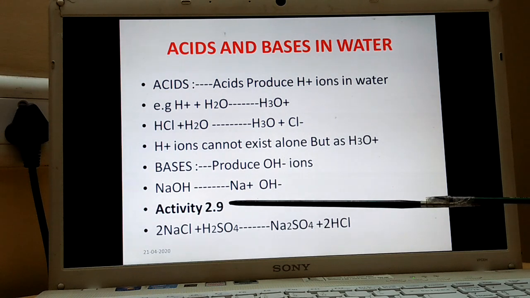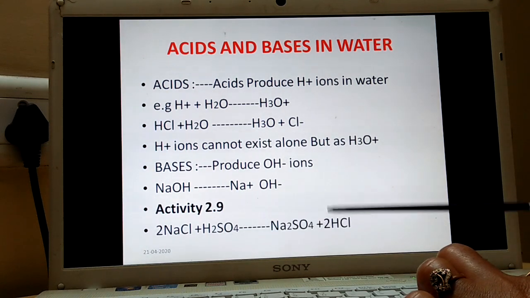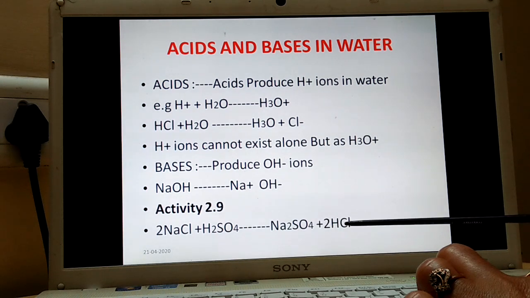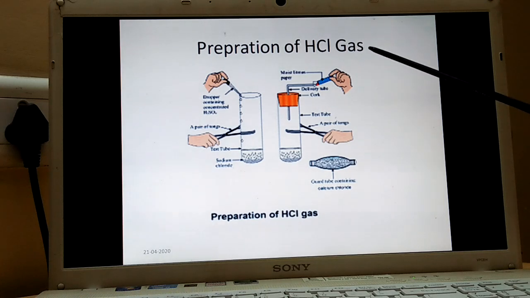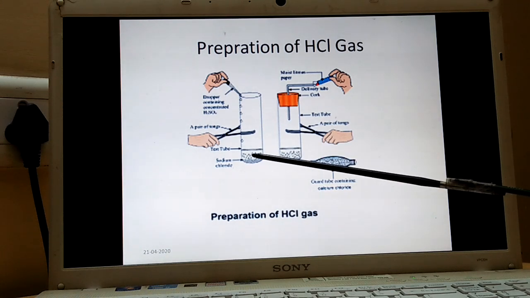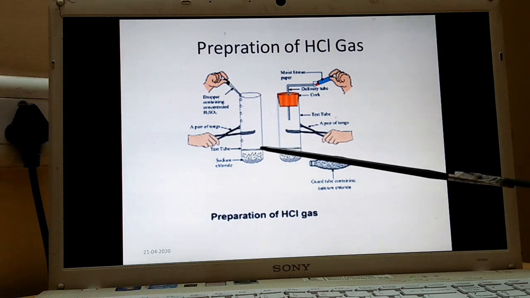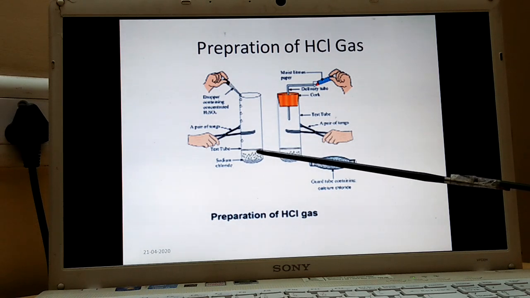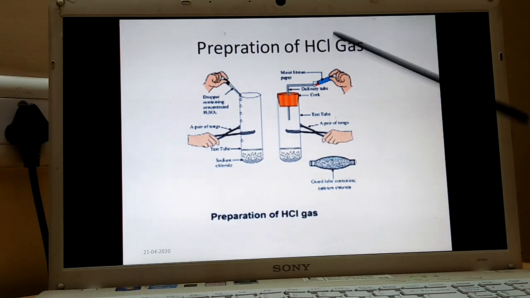This is given in activity 2.9. So we can easily form this gas, that is, salt along with hydrochloric acid is formed. This preparation of HCl can be tested with the help of this figure. Here I have taken sodium chloride. What is added into it? Sulfuric acid. In the previous equation which we have done, what is formed? Sodium sulfate along with HCl gas.